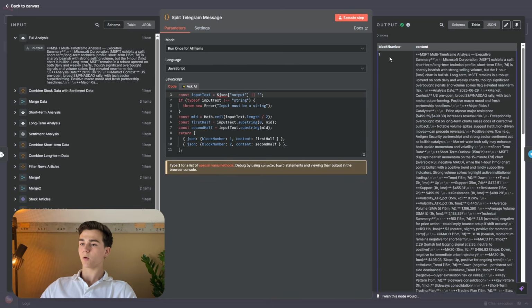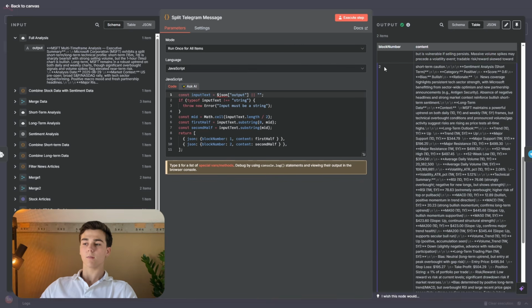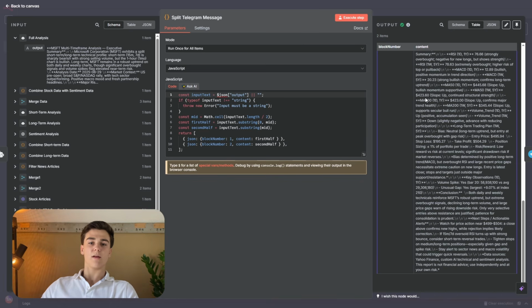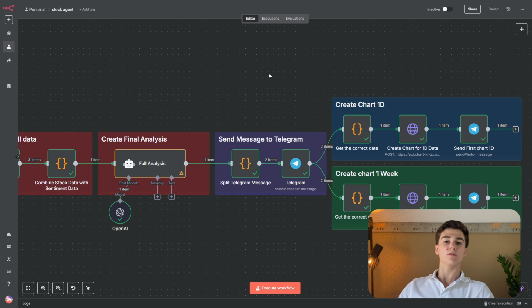So here we have block number 1, and we'll scroll down, here we have block number 2. And that's only what we have because we only split it in two. Now that we have split the Telegram message, we can now send it to Telegram. So I will add a send message Telegram node.